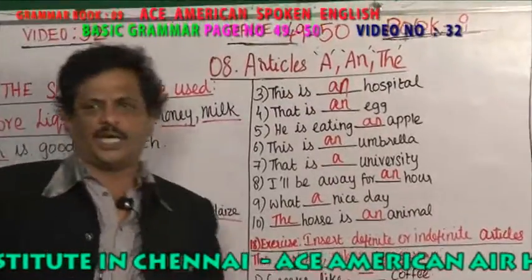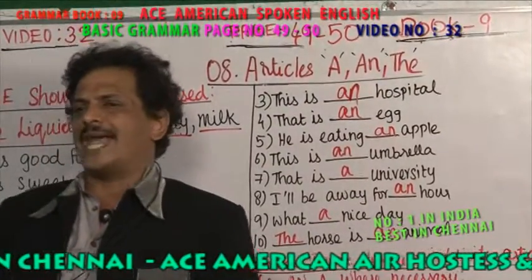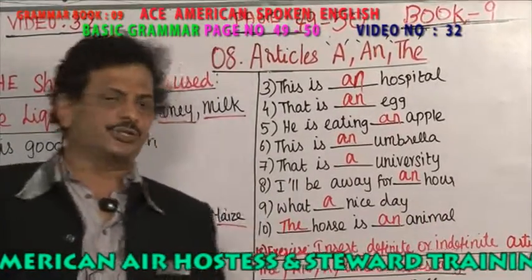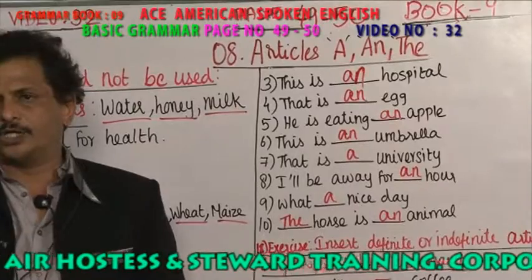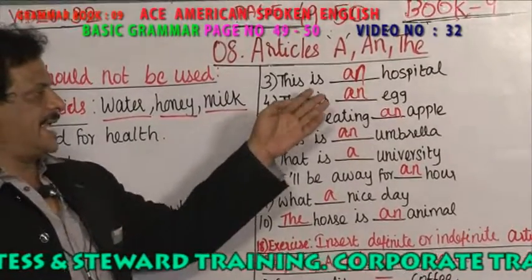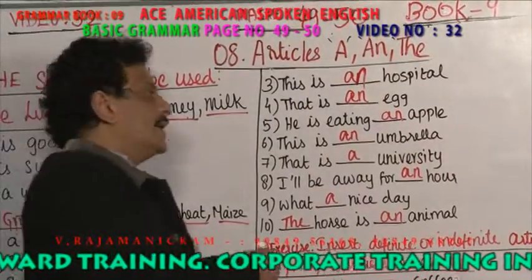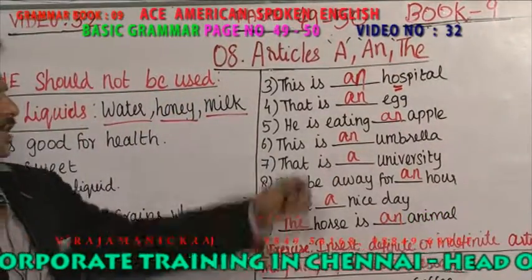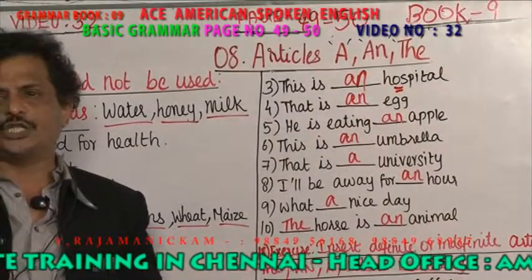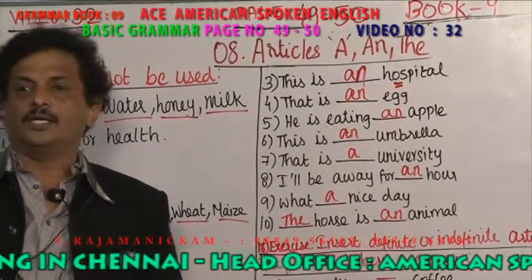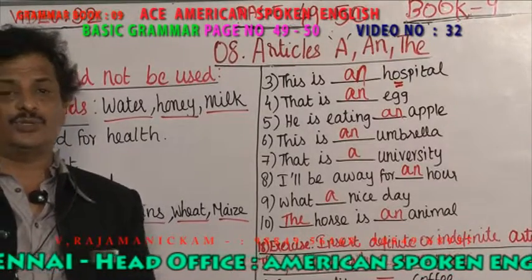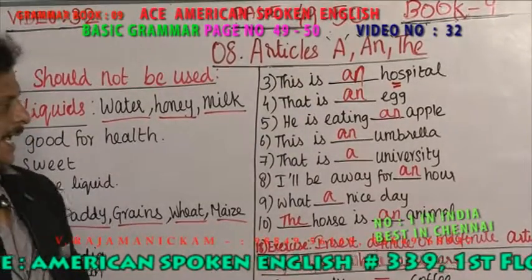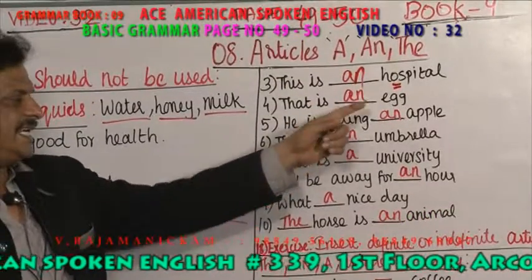This is an hospital. You can use a hospital, you can use an hospital. In British English you use "an hospital"; in American English they use "a hospital." That is an egg. Why do you use "an" with hospital? It starts with the sound O, hospital, so your H is silent here. In American English you use "a hospital" because H is pronounced, so you are using only A. That is an egg. He is eating an apple.